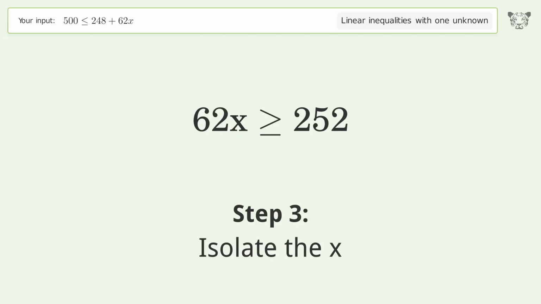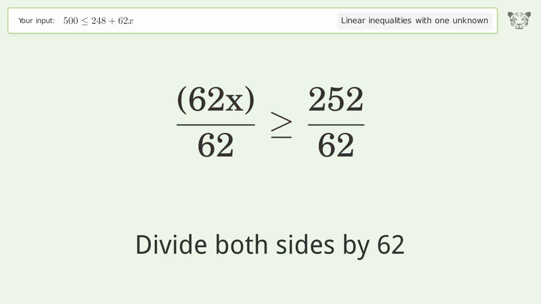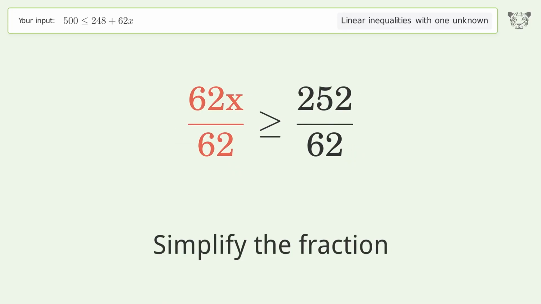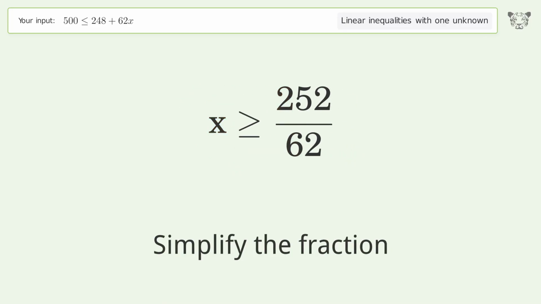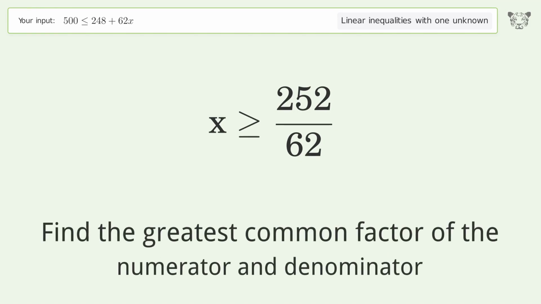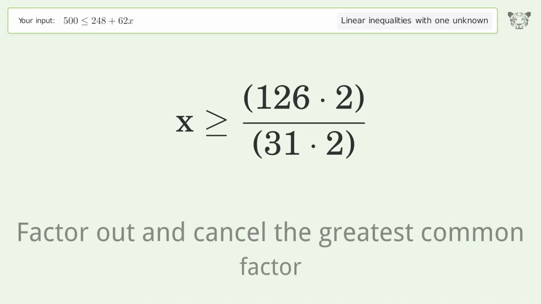Isolate the x. Divide both sides by 62. Simplify the fraction. Find the greatest common factor of the numerator and denominator. Factor out and cancel the greatest common factor.